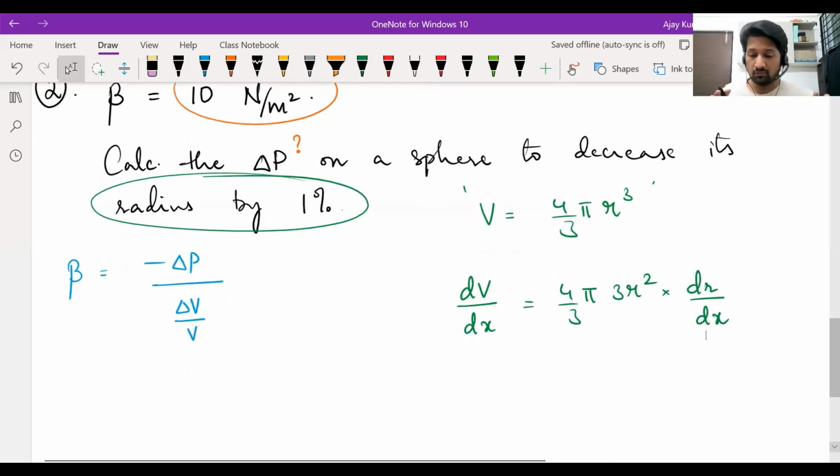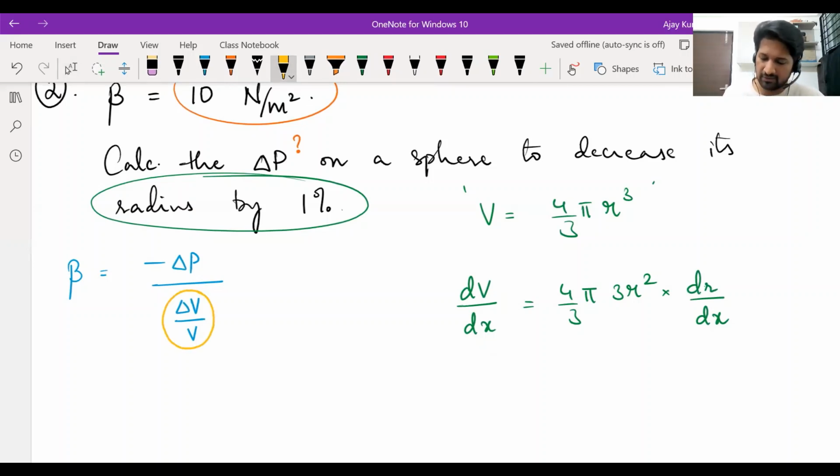Now, what do we actually have to relate to solve this problem? We have to relate relative change in volume delta V by V to relative change in radius. In the question, they have given percentage change. You can convert it to relative change. So indirectly, delta R by R is given to you. But you need to convert that to delta V by V to find out the change in pressure. Okay. Now, I told you, you can differentiate with respect to any variable. We differentiated with respect to X.